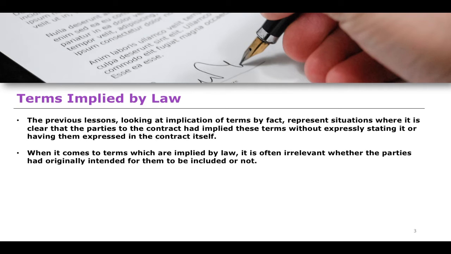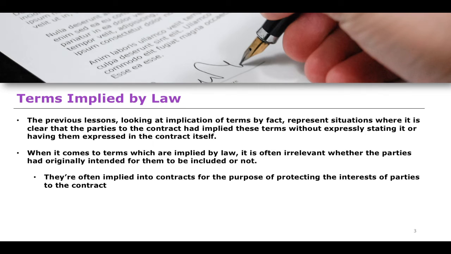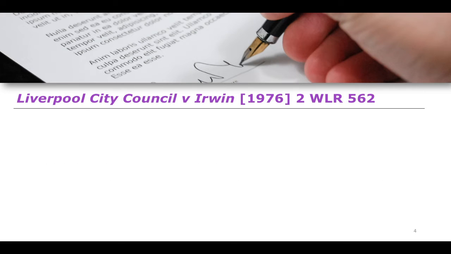But when we think about terms that are implied by law, it is often irrelevant whether or not the parties had originally intended for them to be included. They're often implied into contracts for the purposes of protecting the interests of parties to the contracts. So where it is clear that a term needs to exist for the protected parties to actually have their interests upheld and protected in the contract itself, then it may be implied through law.